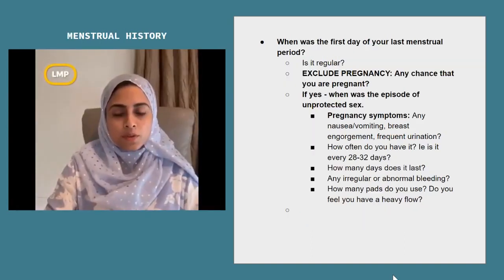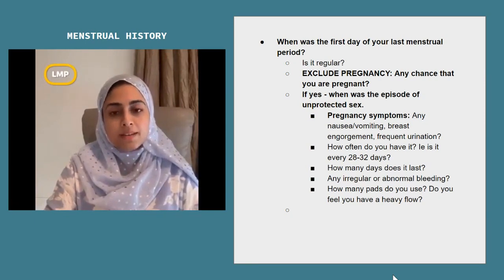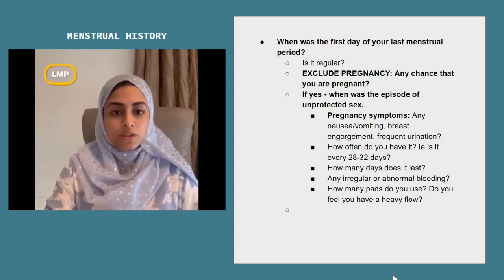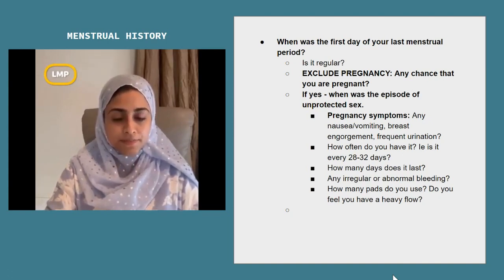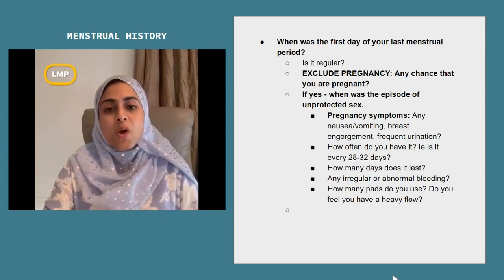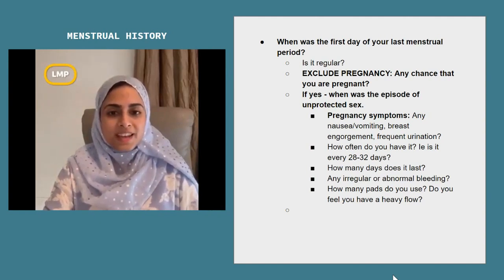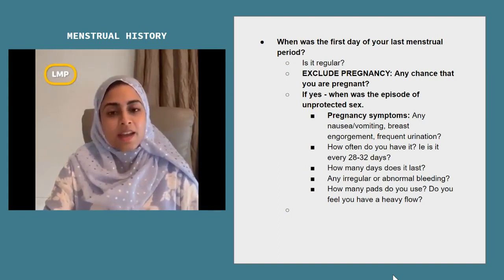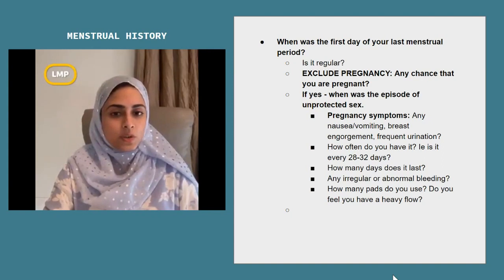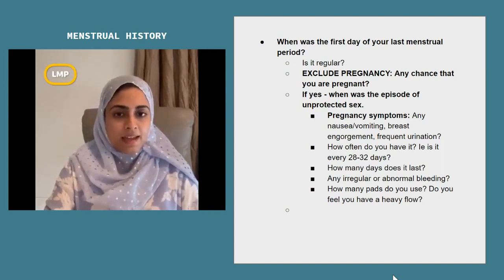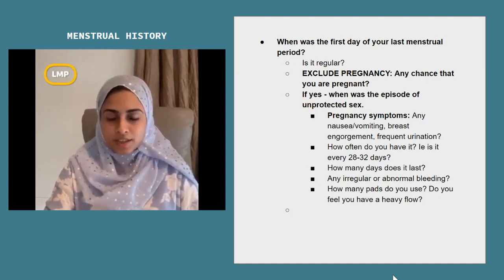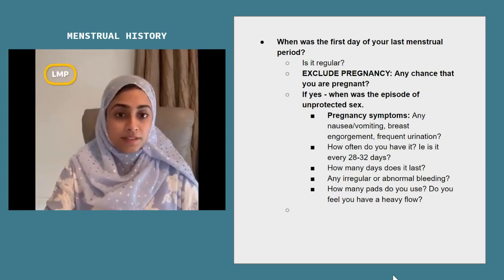So next you would move on to the menstrual history, and in the menstrual history you would want to establish the LMP, which is the last menstrual period. So you would ask your patient, when was the first day of your last menstrual period, and is it regular or not? And ask them, is there any chance that you could be pregnant? And if they think that there is a chance that they could be pregnant, then ask them, when did the episode of unprotected sex happen?